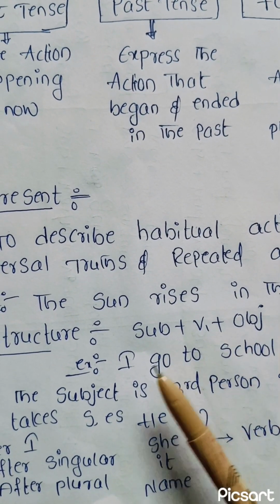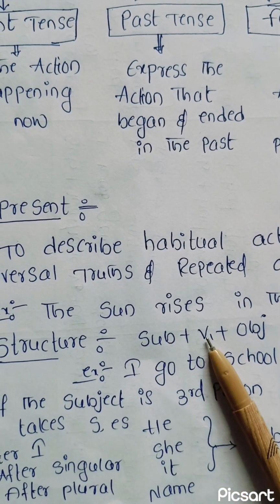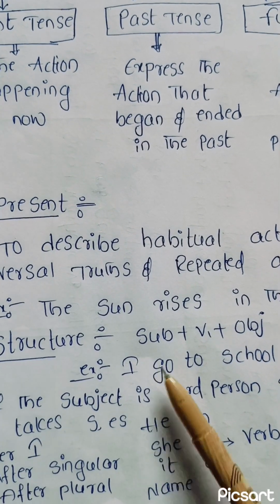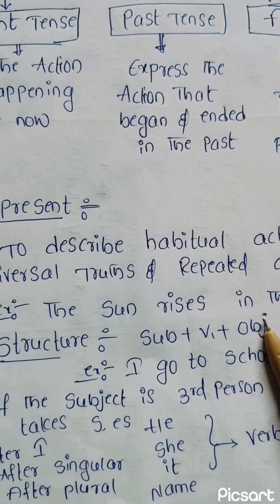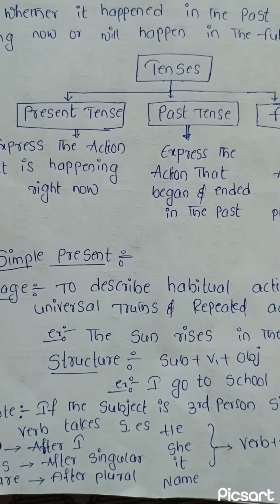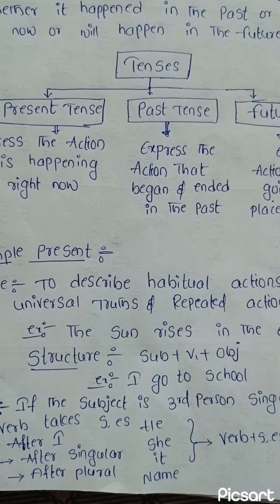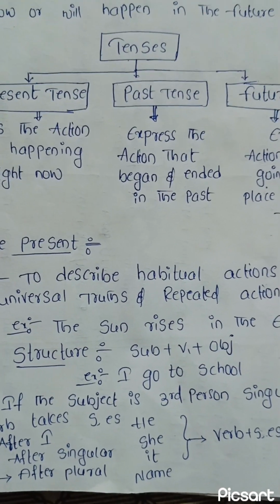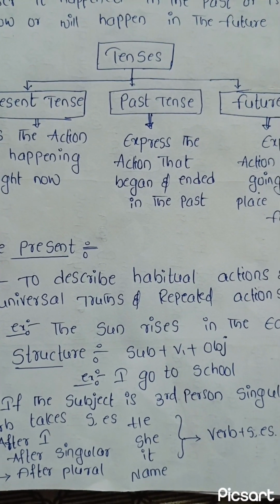For example, I go to school. Here, I is the subject, go is the verb, V1 form, and school is the object. If the subject is third person singular, we have to add s or es to the verb. For example, he, she, it, and any other singular nouns. For these third person singular ones, we have to add s or es to the verb.